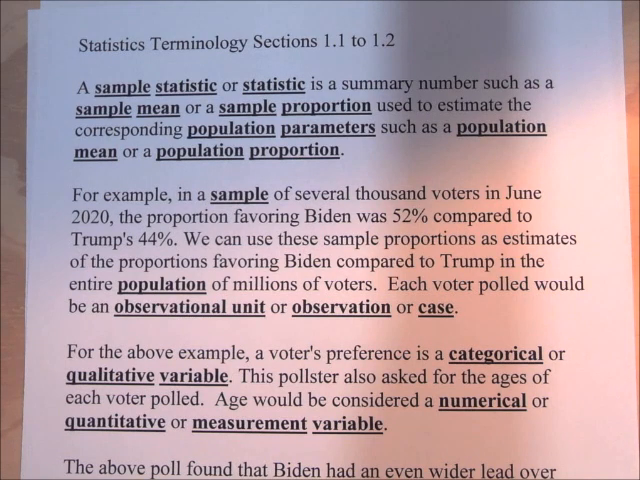The pollster also asks for the ages of voters polled. So if we ask, what is your age? Well, that's a number. So that would be a numerical variable, also called a quantitative or measurement variable.